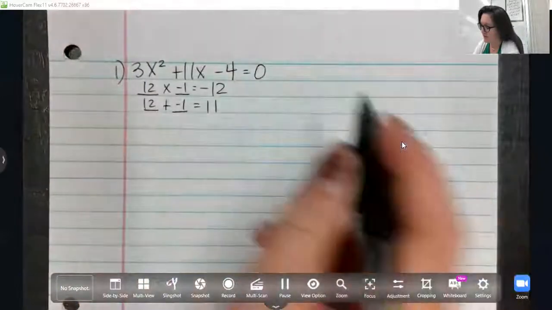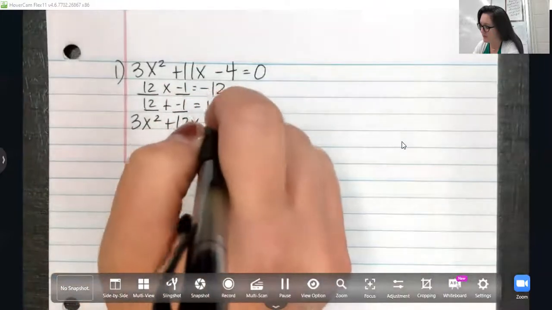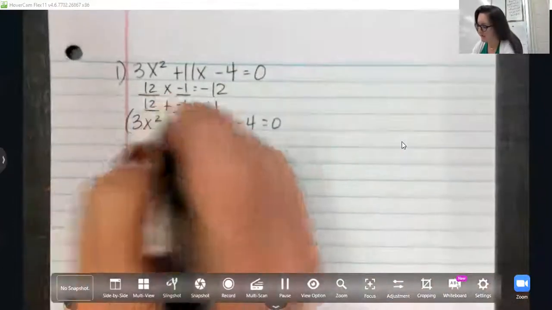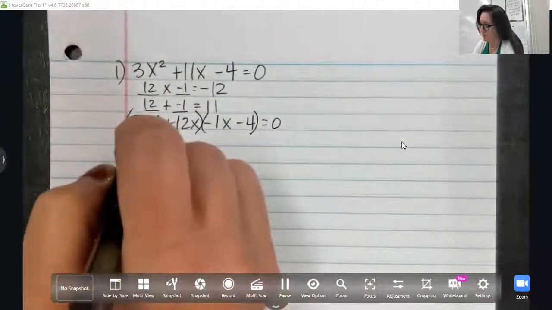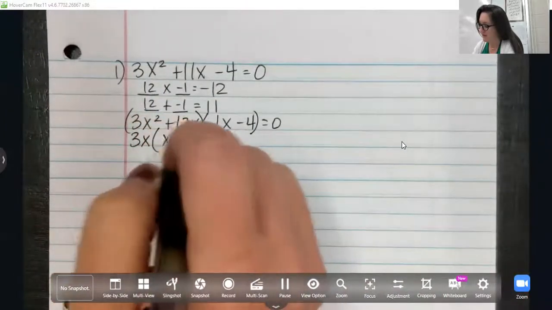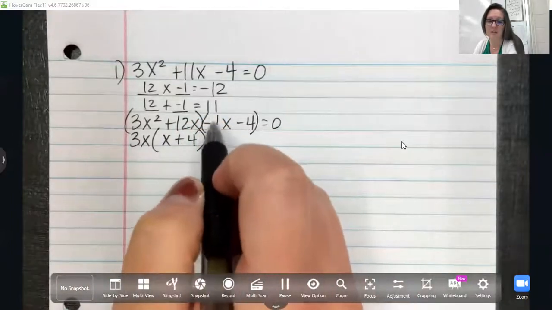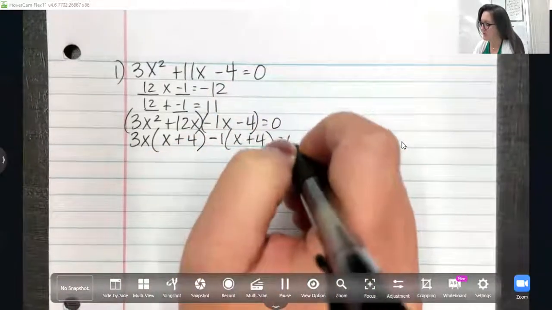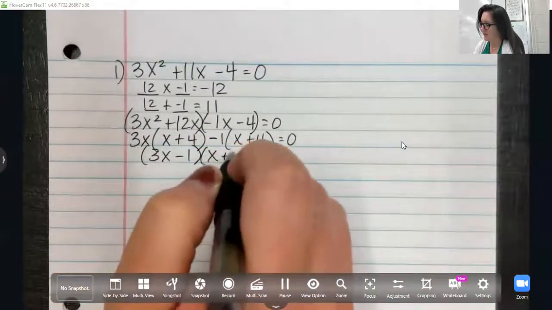Seems like it would be 12 and negative 1. Split our middle term. So we have 3x squared plus 12x minus 1x minus 4, keeping that 0 on the end. Group the first two, group the last two. What can we factor out of the first two? A 3x. So I have an x plus 4 left. What can I factor out of the last two? Not really anything, except there's a negative in front. So I'm going to take out this negative 1. So I have an x plus 4. It switches the signs. So my factored form is (3x minus 1)(x plus 4).